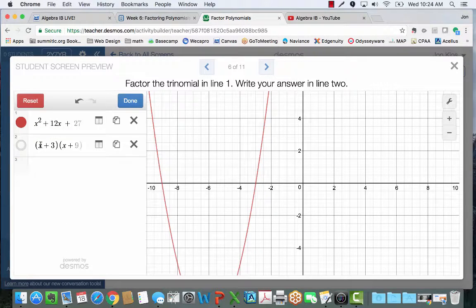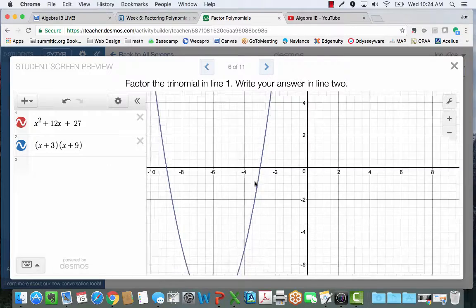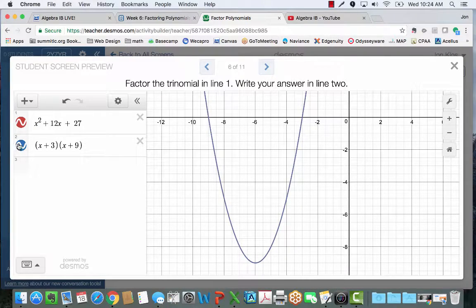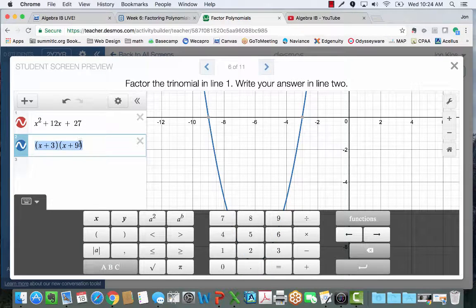Let's change my colors because it helps me compare the two graphs better. And let's see what we got. So there's my red graph of x squared plus 12x plus 27. If I turn on the blue one, it's exactly the same. It's right on top of each other. So I'm pretty sure that these are equivalent expressions and that this right here, x plus 3 times x plus 9, is the factored form of x squared plus 12x plus 27.